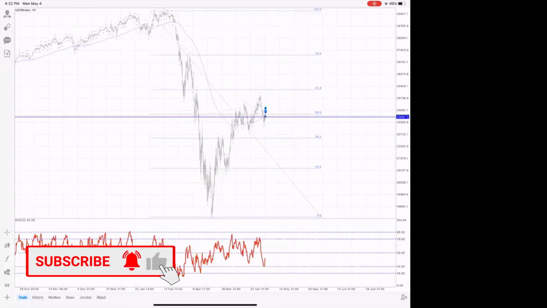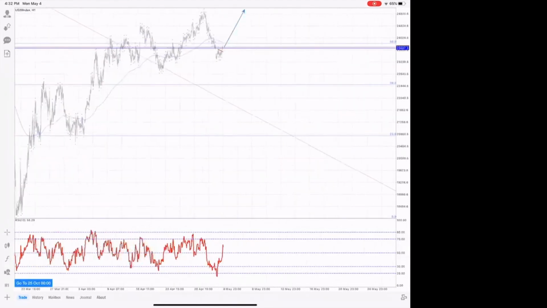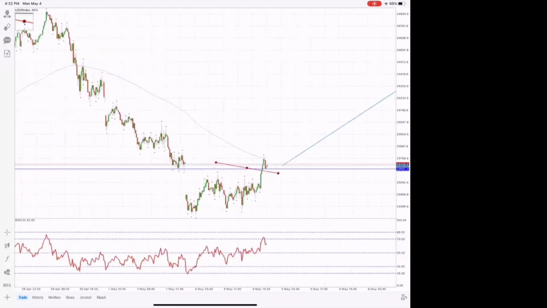So we know we got rejected, not quite at the 61.8. So maybe we make another run at it, or the 78.6% retracement. But from where we're at now, it really looks like we've broken out here.